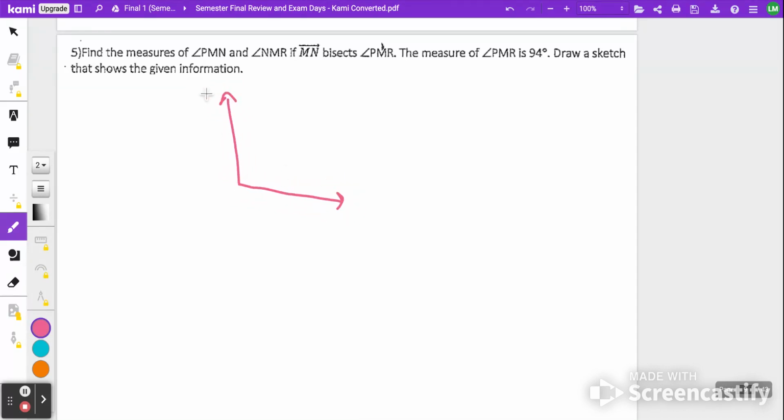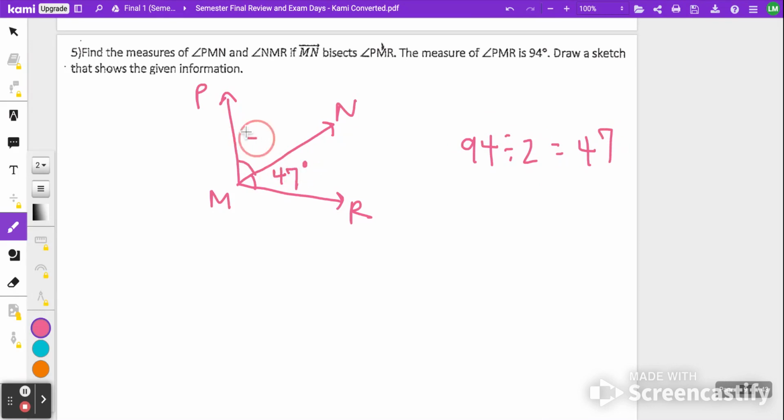So we're going to say PMR, and then MN is that bisector. Okay, so the measurement is 94 degrees. So if it's a bisector, then you're usually going to take 94 divided by 2. You're going to get 47. So NMR is 47 degrees and PMN is also 47 degrees.